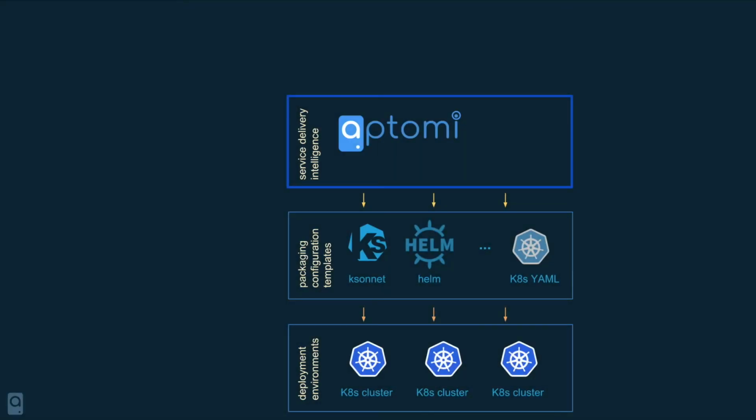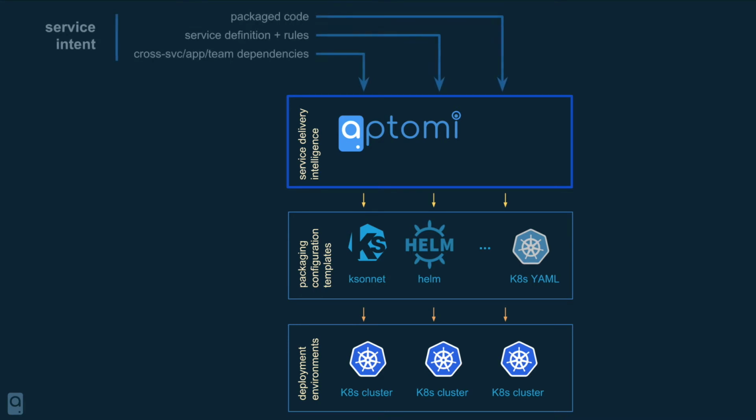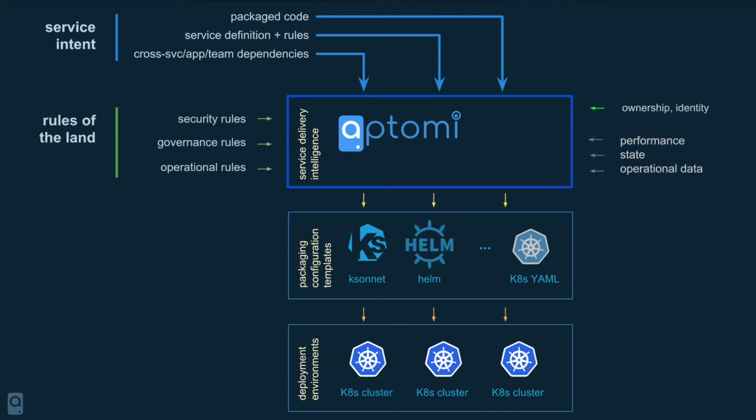Optimi sits on top of the microservices infrastructure and relies on the package and configuration mechanism provided within the Kubernetes ecosystem, such as Helm, or it can work directly with YAML files. Optimi takes the service intent, which is the code, service definition and rules, and all of the definitions of the cross-service or application team dependencies. In addition, Optimi takes in ops, governance, and security rules, along with service ownership information to adaptively control the services, with performance, state, and other operational data influencing the enforcement.